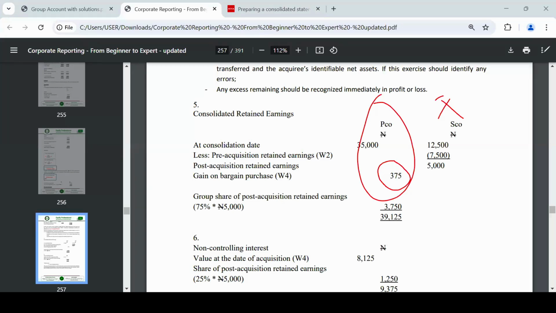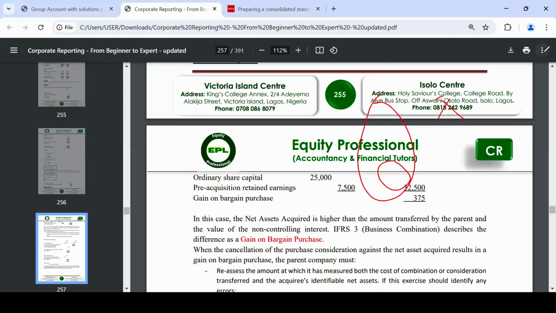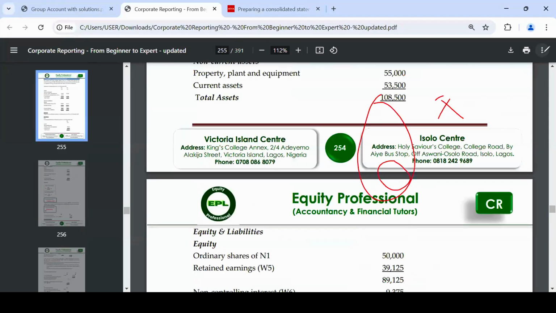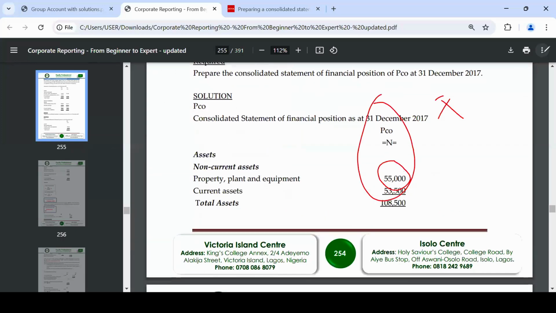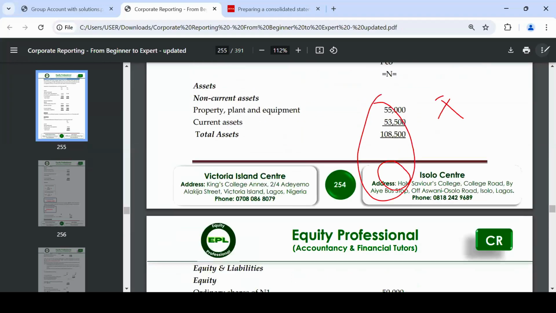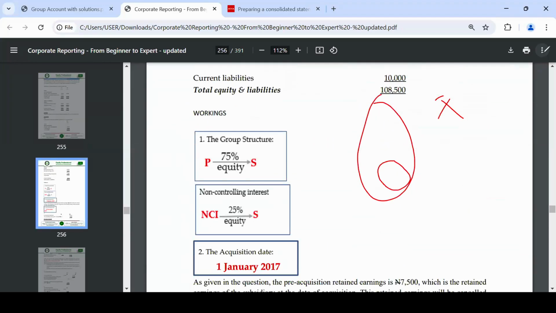Okay, and unlike in the previous cases where we would have seen goodwill on consolidation as an asset in our consolidated financial position, you see that there is no goodwill here. There is no goodwill. Goodwill is not showing there. Okay, all right.